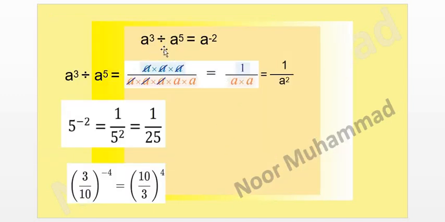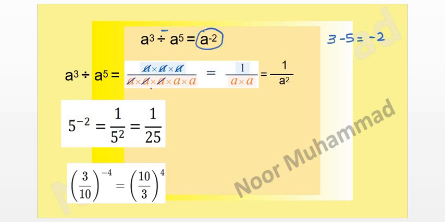Now let's say we have this question, a to the power 3 divided by a to the power 5. As I explained in my previous video, whenever we are dividing such expressions, we subtract the powers. So 3 minus 5, the answer will be -2. That's why it becomes a to the power -2.